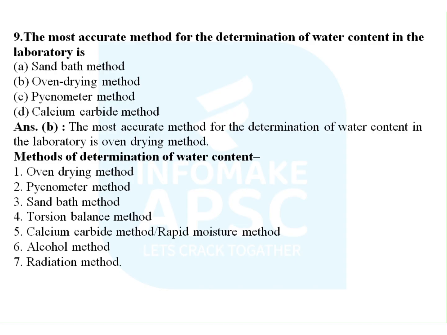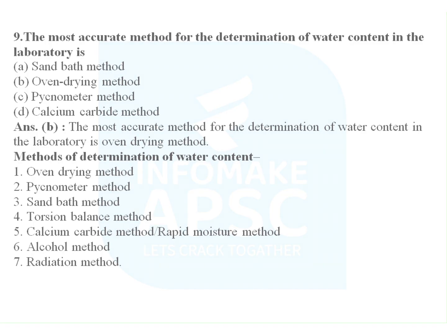The most accurate method for the determination of water content in the laboratory is oven drying method. Methods of determination of water content: 1. Oven drying method. 2. Pycnometer method. 3. Sand bath method. 4. Torsion balance method. 5. Calcium carbide method or rapid moisture method. 6. Alcohol method. 7. Radiation method.